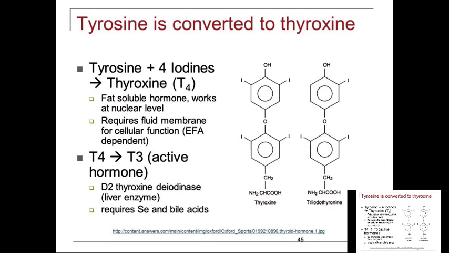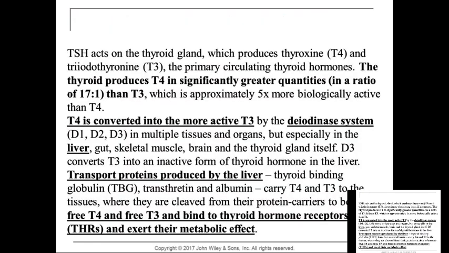It is dependent on D2, thyroxine dehydrogenase. It's a liver enzyme, and it requires selenium and bile acids. Why bile acids? Because bile acids break down fat, and the receptors on the target cells that T3 are going to work on, they need fat. So oftentimes we see some issues with gallbladders and thyroid issues going hand in hand.